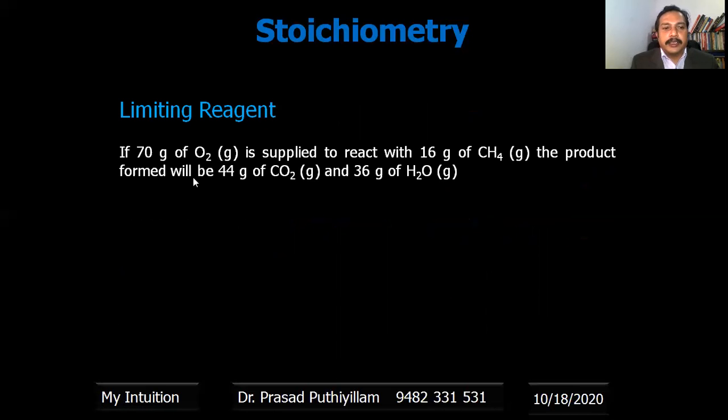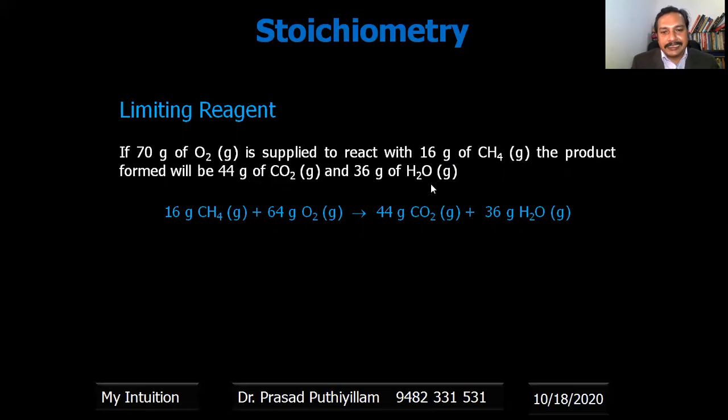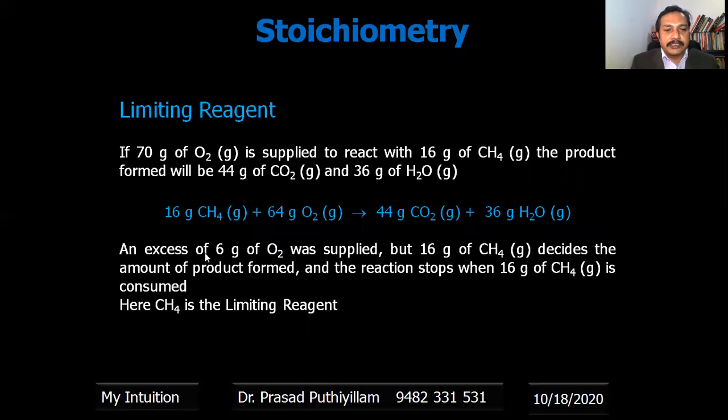Limiting reagent: say if 70 grams of oxygen is supplied to react with 16 grams of methane, the products formed will be only 44 grams of carbon dioxide and 36 grams of steam. That means an excess of 6 grams of oxygen was supplied for the reaction, whereas only the 16 grams of methane decides the amount of product formed, that is 44 grams of carbon dioxide and 36 grams of H2O. That means once the 16 grams of methane is consumed, the reaction will stop. Therefore methane is the one which limits the reaction, or we can say it is the limiting reagent.